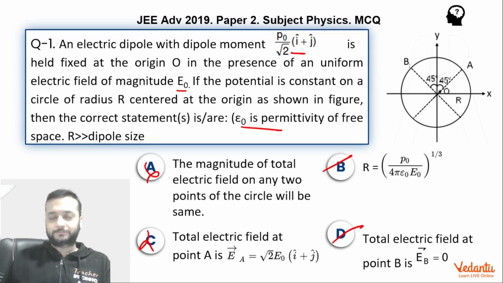Now, let's discuss the ambiguity I was talking about in slight detail. If you read the question carefully, an electric dipole with dipole moment p is held fixed at origin in the presence of a uniform electric field of magnitude E naught. If the potential is constant on the circle of radius r centered at origin, then the correct statement is. Now, nowhere have they mentioned that the electric field exists in the xy plane only.